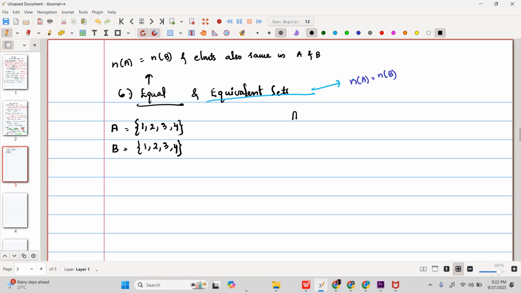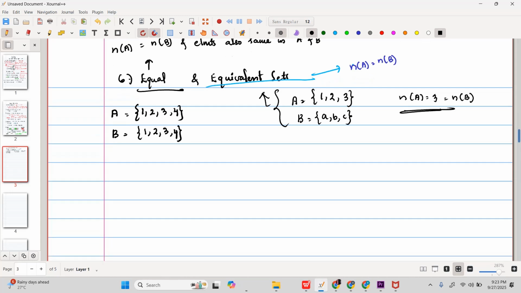If I am taking A is equal to 1, 2, 3 and B is equal to a, b, c, the elements are completely different. They are disjoint sets. But n of A is equal to 3 as well as n of B. Hence, these sets are equivalent sets. Okay.